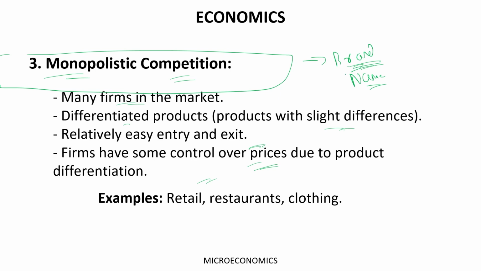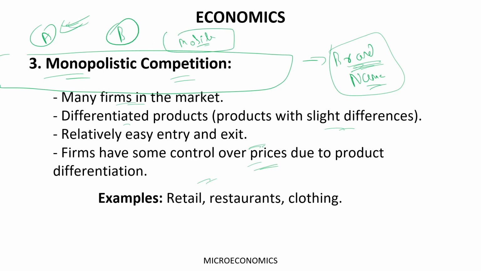They are selling the same thing, but the main difference is their brand name. For example, if we talk about company A and company B, they are both mobile manufacturers, so the utility of the mobile is the same. But suppose A has brand value through advertisement and market consumption. Then A will have some control over the prices. He could charge higher prices than B because he has the brand value. The best examples of this are retail, restaurants and clothing.